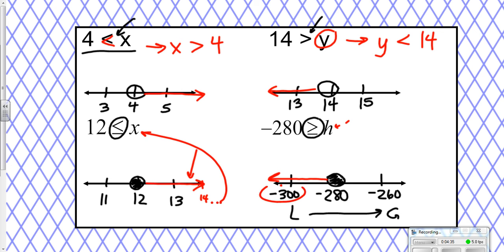Okay, again, I can plug these numbers in. I could test a negative 300 and see if it works right here. Well, yes, negative 280 is greater than or equal to negative 300. Okay, so it's just a quick little review on how to graph these inequalities if the variable is on the wrong side.